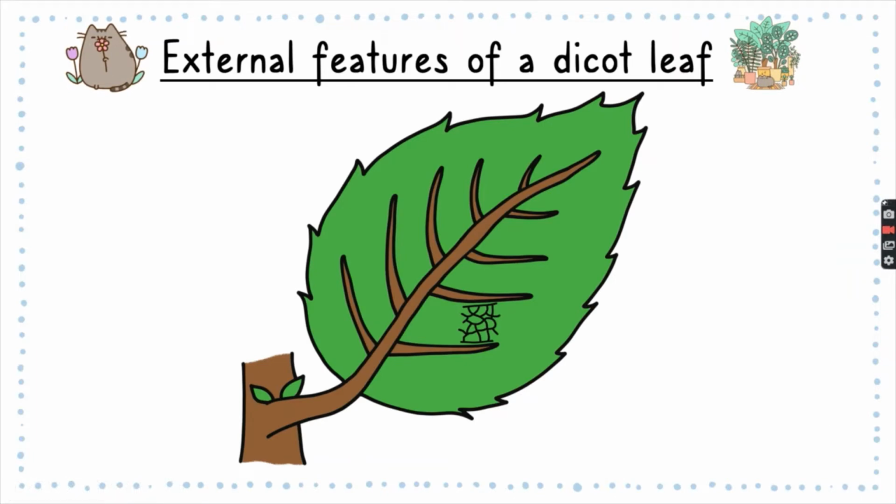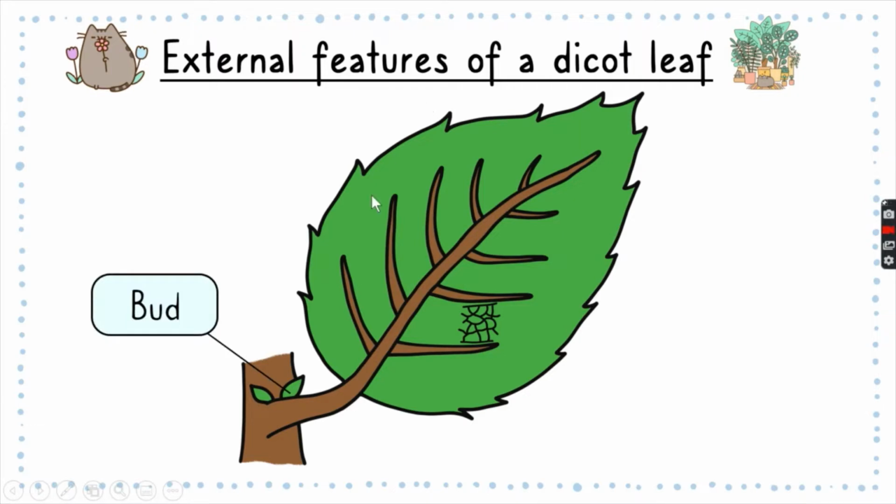So here are the external features of a dicot leaf. Dicot stands for dicotyledonous, and we'll talk about dicots and monocots some other time, but today I want you to basically just learn about the features of a typical leaf. So when we talk about features, we're always talking about how it looks, what does it have.